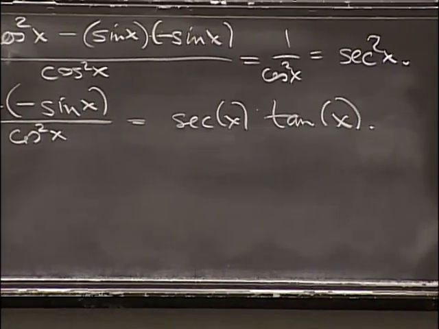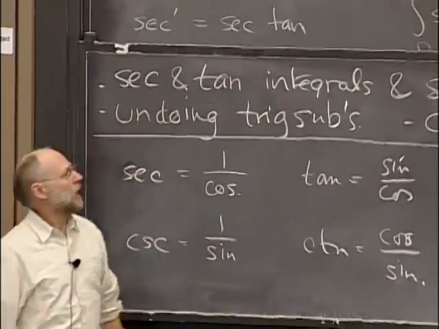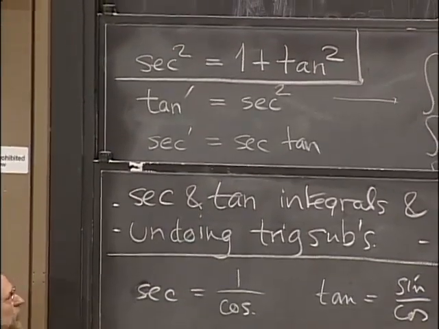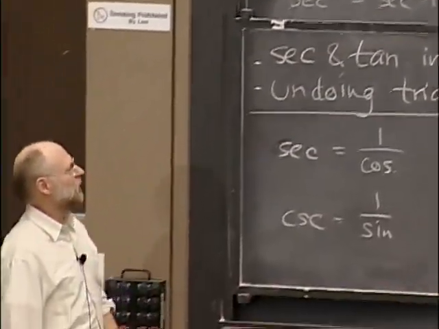So not hard. That verifies that the derivative of the secant is secant tangent, and it tells you that the integral of that weird thing, in case you ever want to know, the integral of the secant tangent is the secant.